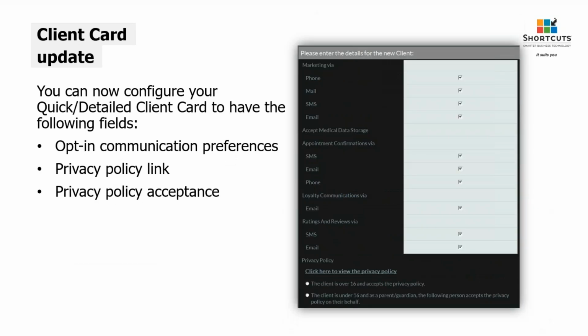Okay, which means that you can also add it to the new client card layout, which we would obviously recommend that you do. You can do that within the Shortcuts point of sale system. So you can now configure your quick detailed client card to have the following details, which again, like I said, opt-in communication preferences, which we'd recommend you have there. And then if you'd like to use the privacy policy and the privacy policy acceptance.